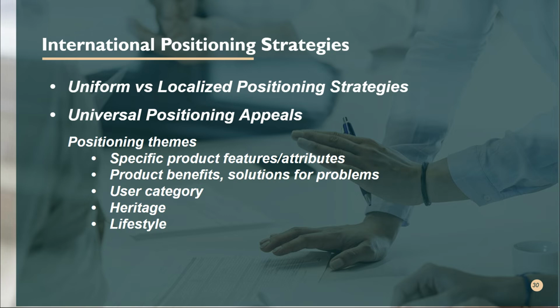The universal positioning appeals are positioning themes that appeal to consumers anywhere in the world, regardless of their cultural background. The positioning themes can be developed in different levels. First is specific product features or attributes. Second is product benefits or solutions for problems. Third, user category. Fourth, heritage. And lastly, lifestyle.